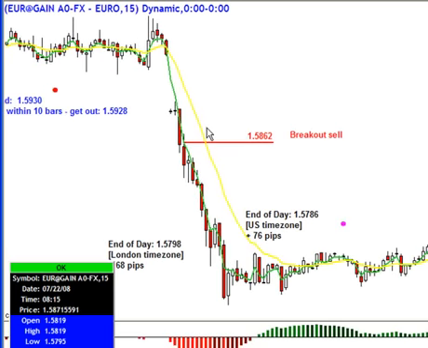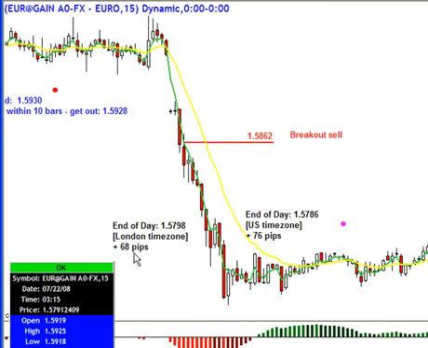The next trade I've got here is a breakout, and if you were in the London or US market, you would have been able to take advantage of that trade, and it was a sell, and you would have gotten out end of day, whether you're in the London time zone or the US time zone. Either way, you would have gotten out for somewhere between 68 pips and 76 pips, trailing your stops or simply just getting out at the end of day. So that was a very nice little breakout there.